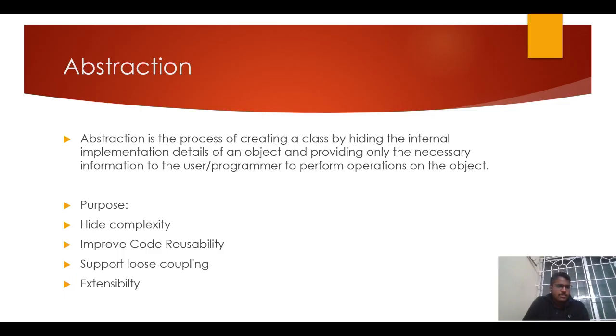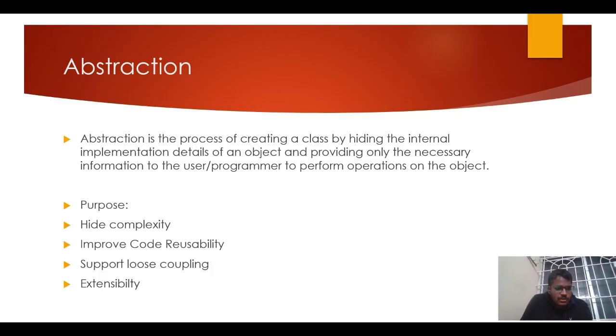Then we will see the purpose of why we need abstraction. The first point is to hide complexity. What is the complexity? That is the internal details, all these things we will hide. We need not know that. Suppose you are driving a car. You need to know only driving. You need not know how the engine will work, how the fuel will burn, how the tire will rotate. You need only the necessary information like how to drive, how to go from one place to another, how to rotate the steering. That only you need to know.